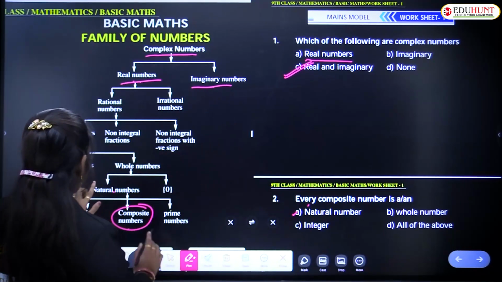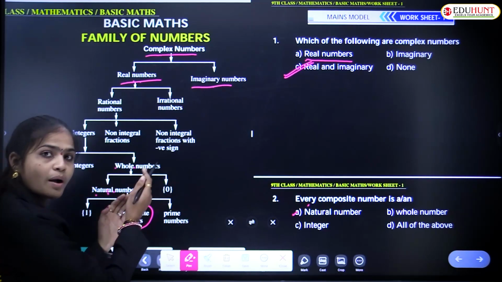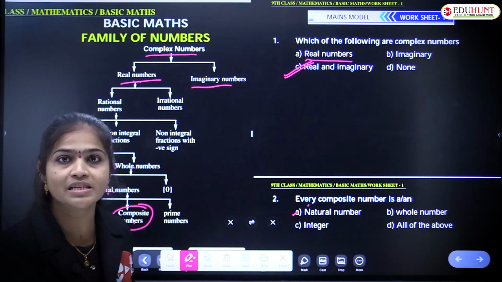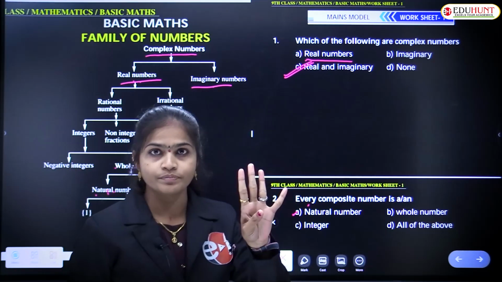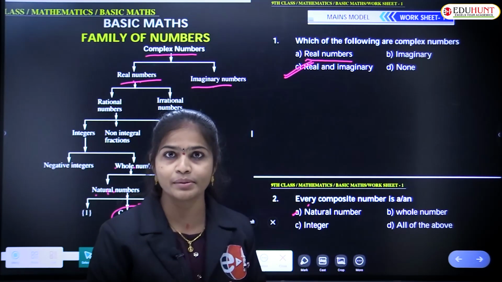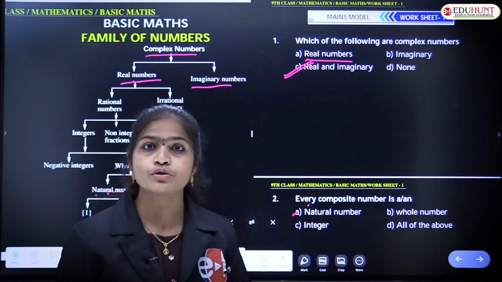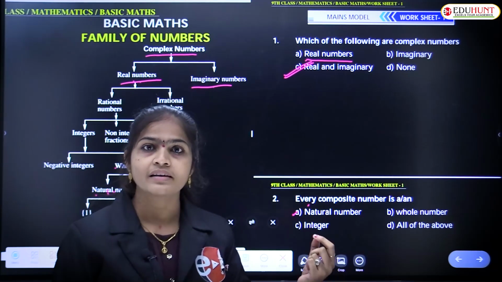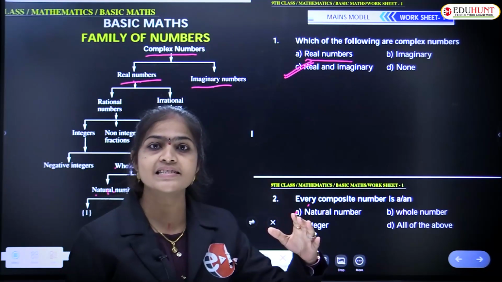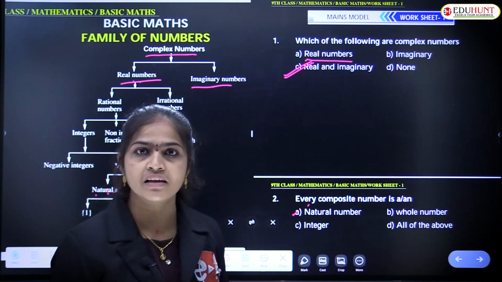And whole number: all natural numbers are whole numbers. So composite numbers are there in natural numbers. For example, we can take 4. Is 4 a composite number or not? Generally we know composite numbers and prime numbers, right? A prime number is a number which has only 2 factors, the number itself and 1. And a composite number has more than 2 factors. Then we call them composite numbers.